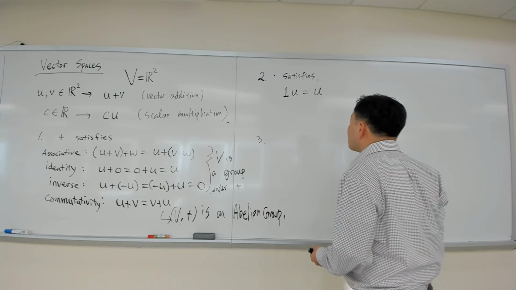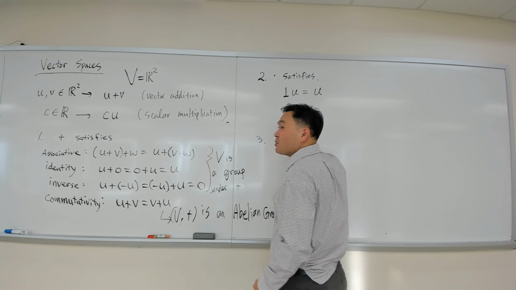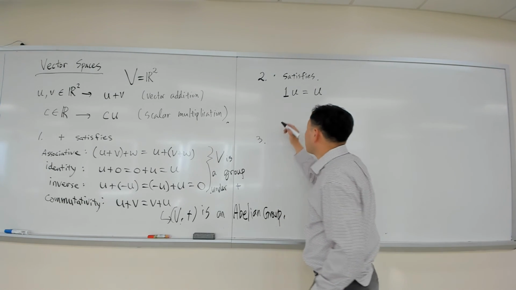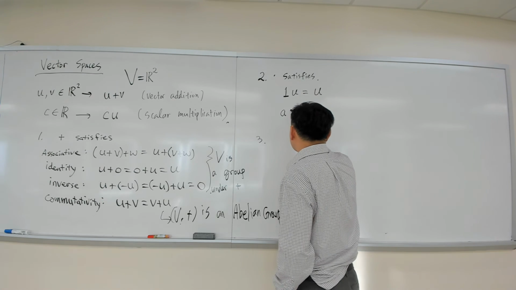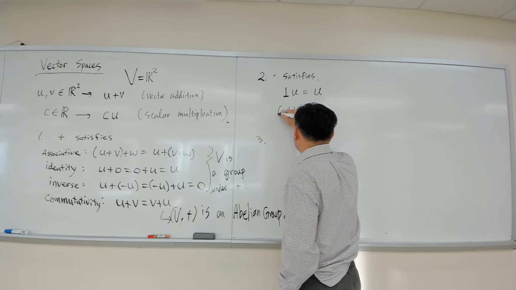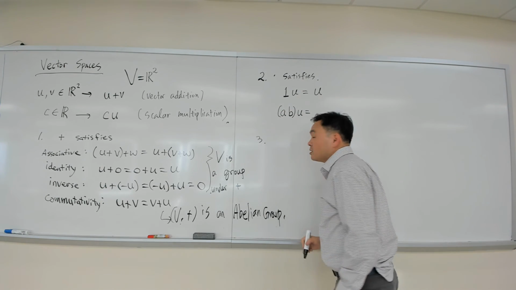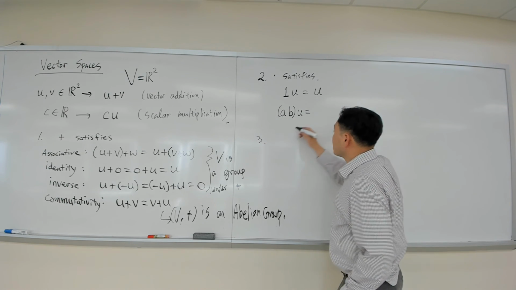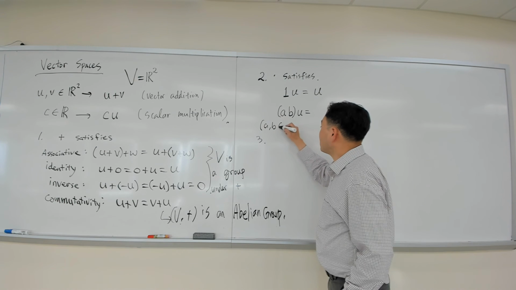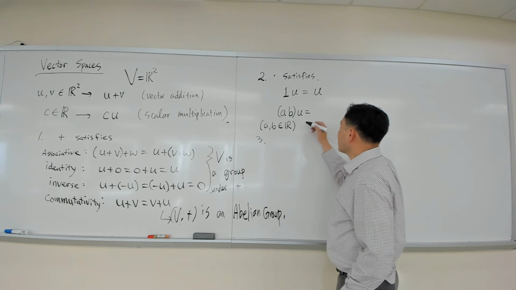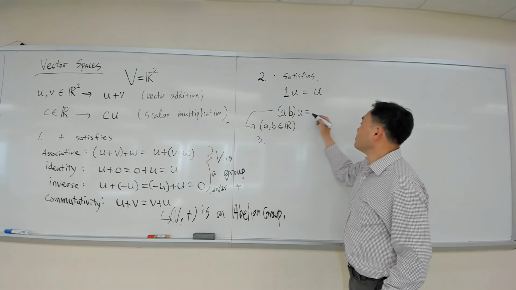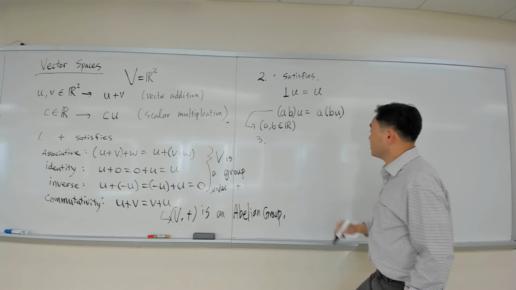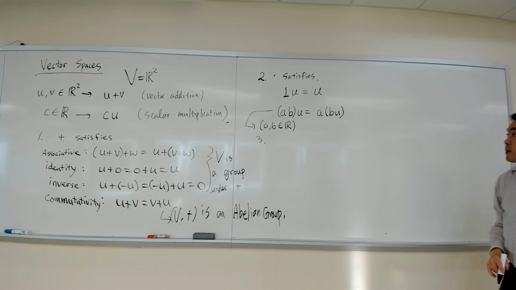And there's another property that looks very similar to associativity, but it's slightly different. Let's say a and b are both in R. So a, b are in R, and a times b applied to u is the same as a times (b u).